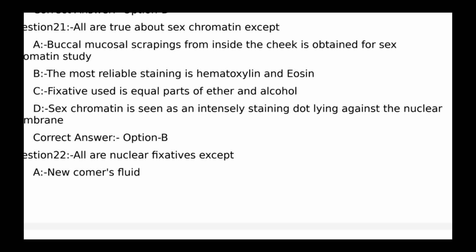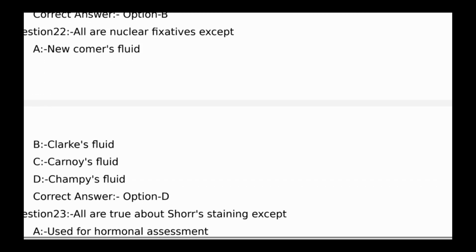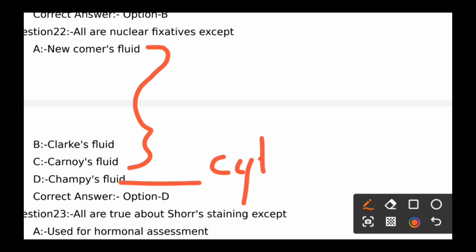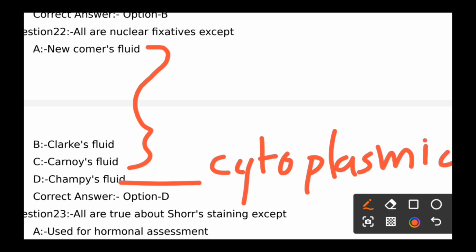Next question. All are nuclear fixatives except option A, Newcomer's fluid, option B, Clarke's fluid, option C, Carnoy's fluid, option D, Champy's fluid. Here the first three options are nuclear fixatives: Newcomer's fluid, Clarke's fluid and Carnoy's fluid. They are nuclear fixatives, but Champy's fluid is a cytoplasmic fixative. The question is that all are nuclear fixative except. So the right answer is option D, Champy's fluid.